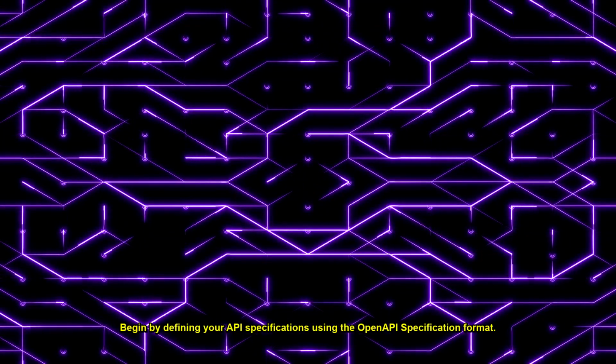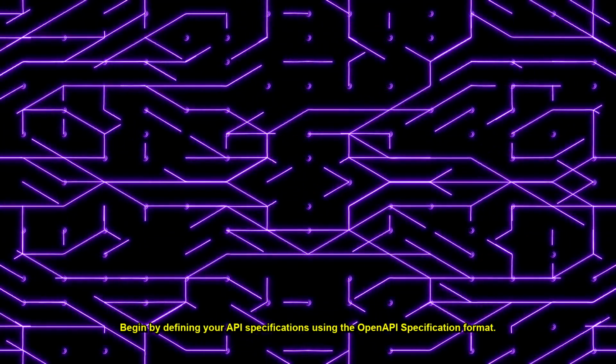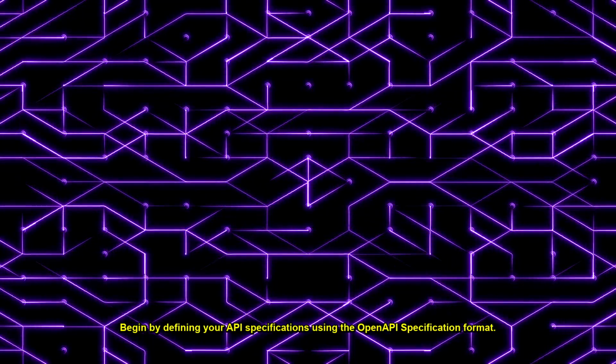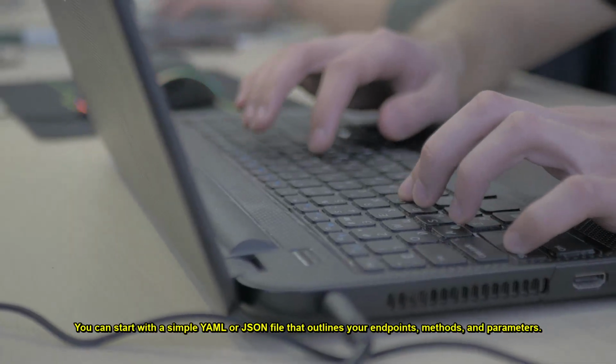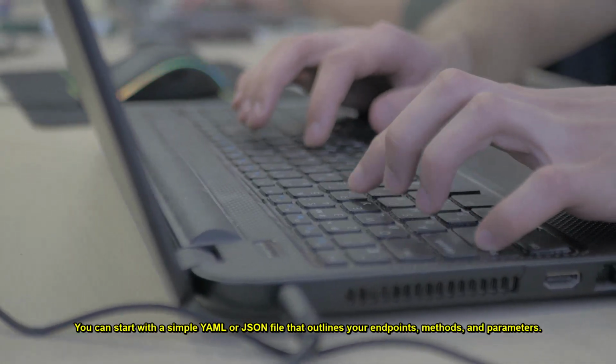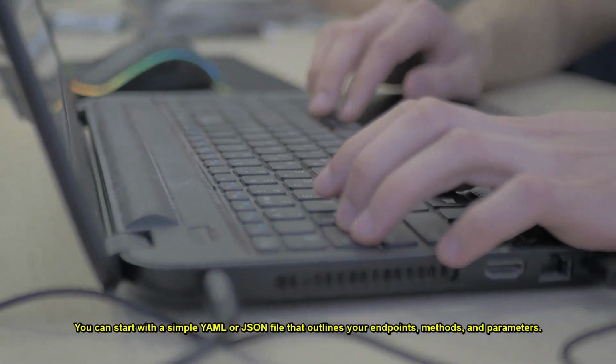Begin by defining your API specifications using the OpenAPI specification format. You can start with a simple YAML or JSON file that outlines your endpoints, methods, and parameters.